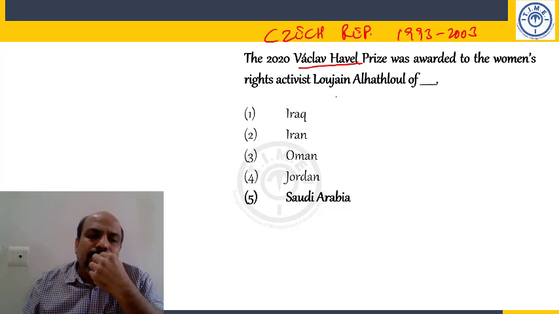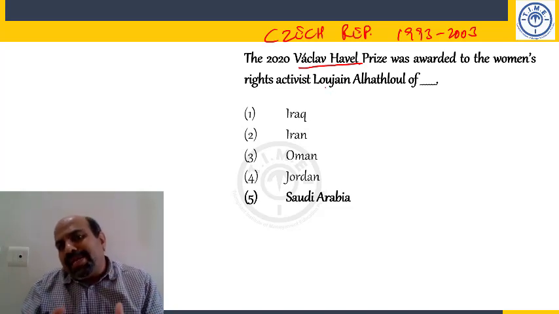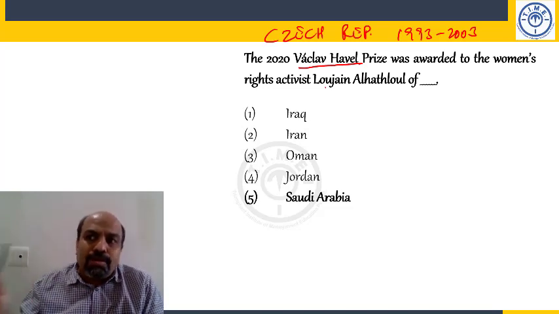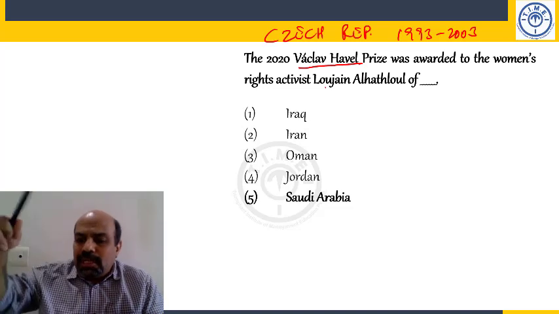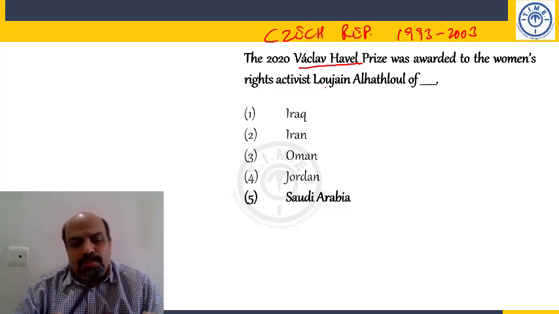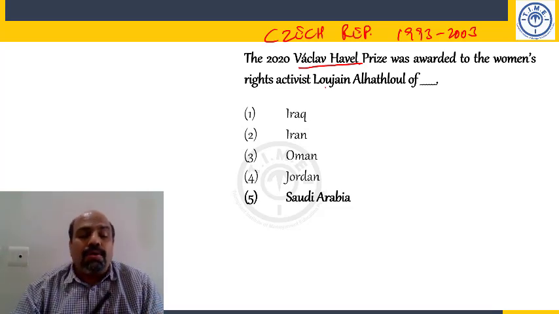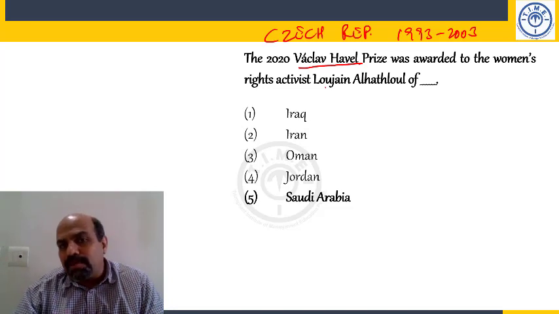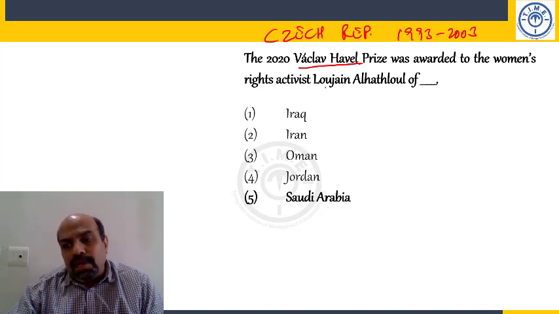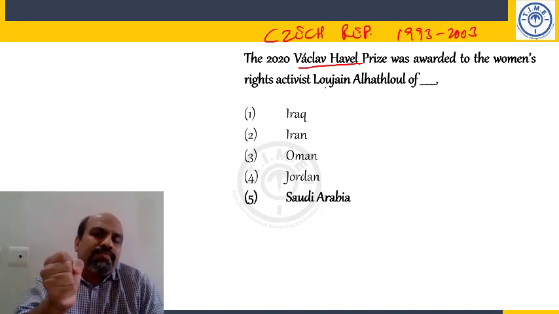Now, she, apart from demanding the lifting of the ban on women driving, also fought for the ending of the system of male guardianship. That is, a woman on her own cannot move out of home for anything. Every time she steps out of her home, she has to be accompanied by a male, who has to be either a brother, husband, or the father. So she called for abolition of that male guardianship, lifting the ban on women driving. And of course, she also called on the government to tighten the laws against abuse of women in homes.